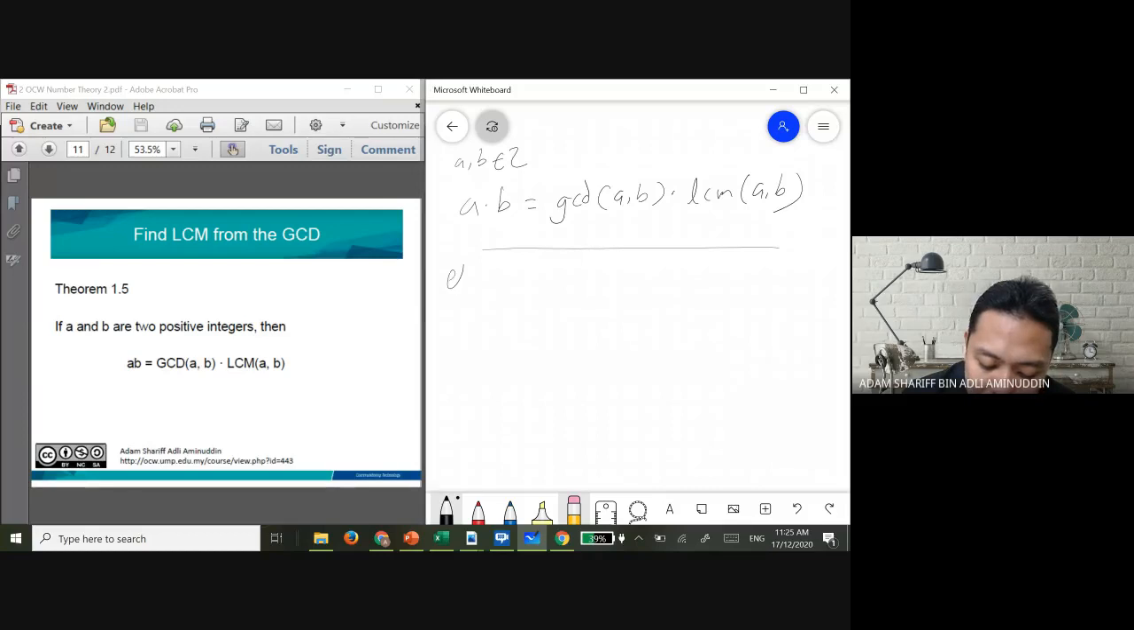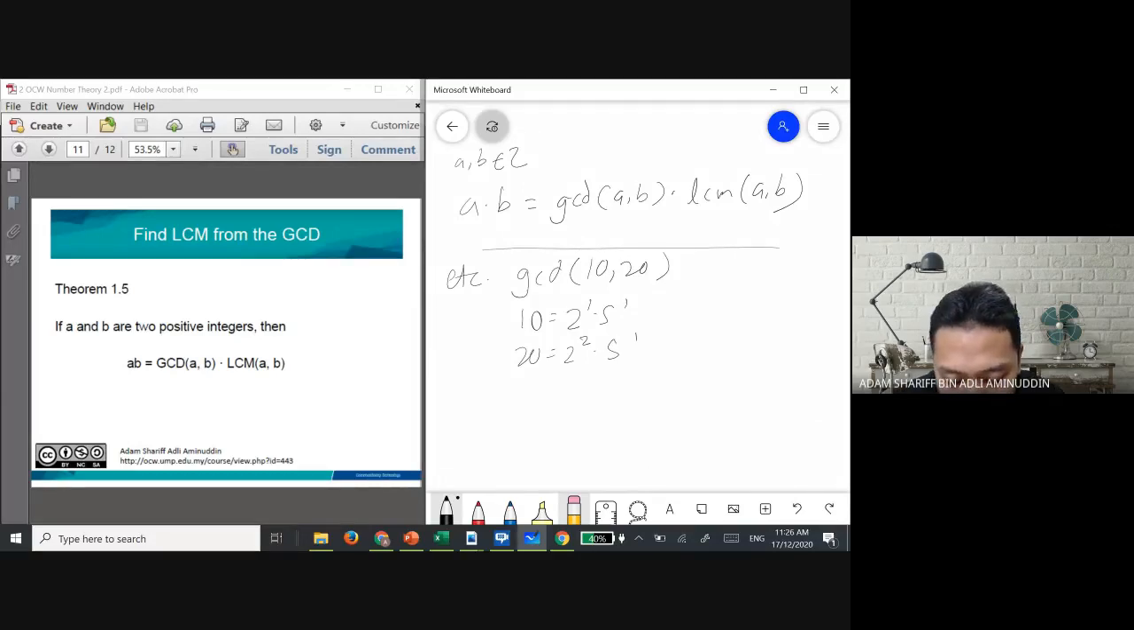Saya cuba nak cari example GCD. Okay, tadi kita dah buat 10 dengan 20 kan? GCD between 10 and 20. Berapa tadi? Sorry saya lupa. 10 is 2^1 times 5^1, 20 is 2^2 times 5^1. So GCD dia sama dengan 2 kali 5, 10 kan? Minimum 2^1 kali 5, 10.